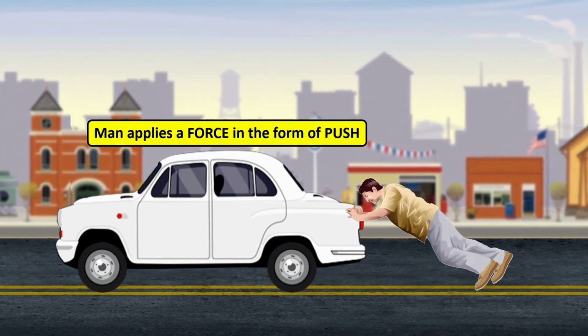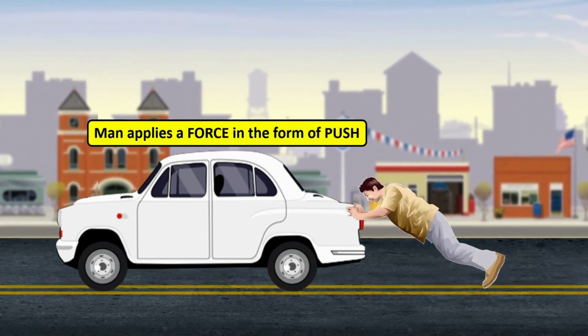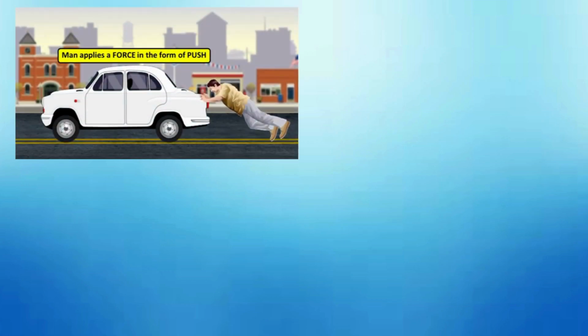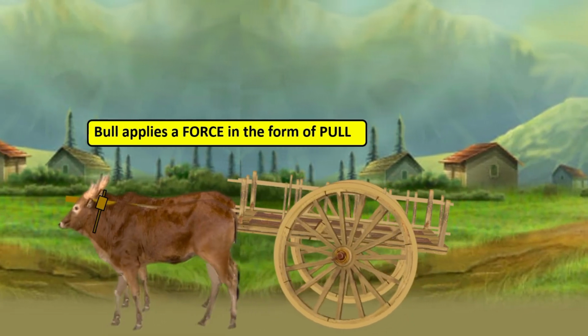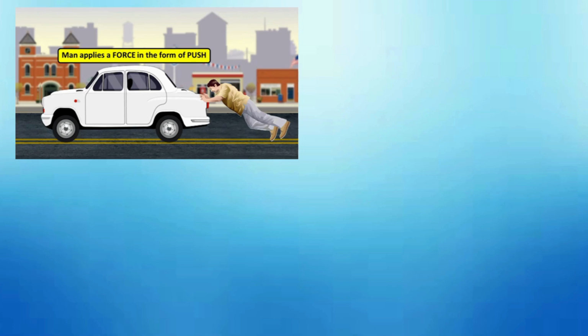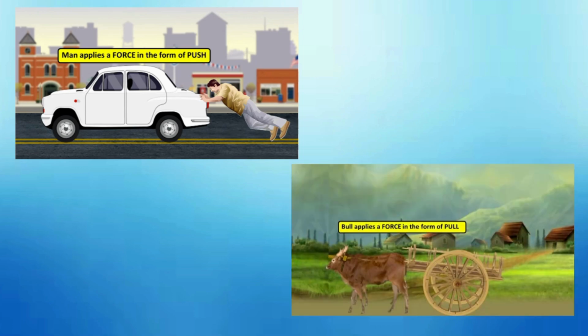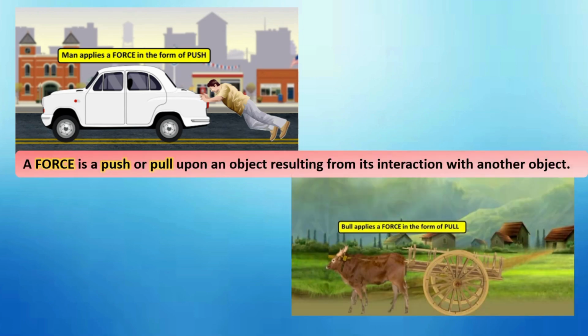The man applies a force in the form of a push. The bull applies a force in the form of a pull. A force is a push or pull upon an object resulting from its interaction with another object.